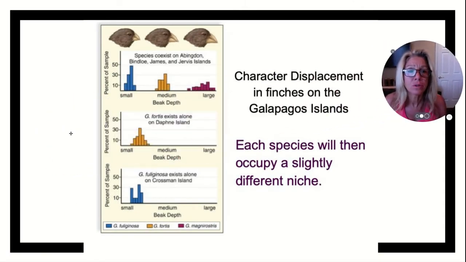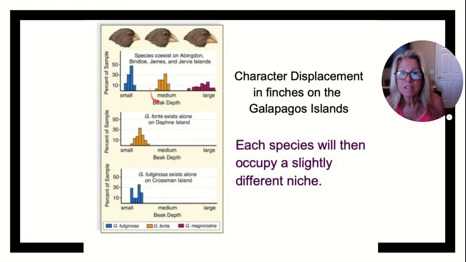This can lead to character displacement. So in order to decrease competition and exploit that area of the niche that they're using, they can have slight differences, like we can see in the Galapagos Islands with finches. So when you have three different species on an island, you can see three different beak sizes. Some are smaller, some are medium, and some are larger, so they can exploit their niche.